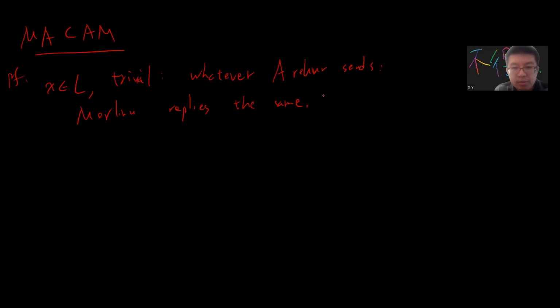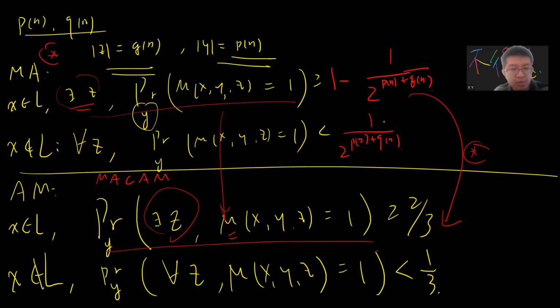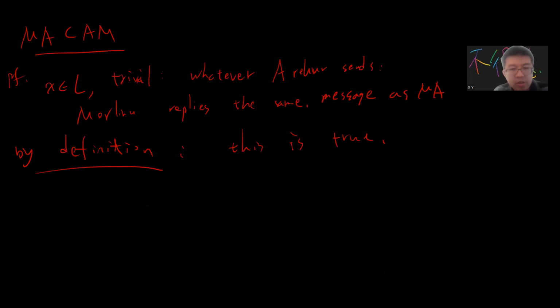It replies with the same message as in MA. Then by the logic definition, this is true, this is true, this is true, with high probability. So you prove that this implies this. The most difficult one is this part, so let me write down the proof.